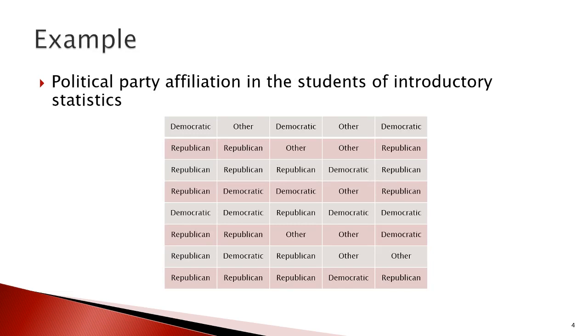Okay, in this example we have the political party affiliation data of students of an introductory statistics class. There are data on each student's preference of a political party, and I think there are 40 observations, and we are going to get the frequency distribution of these 40 observations.